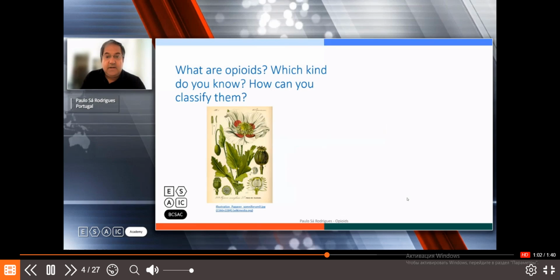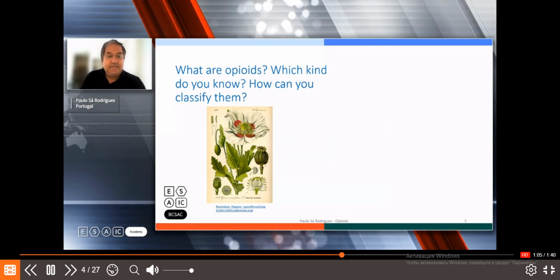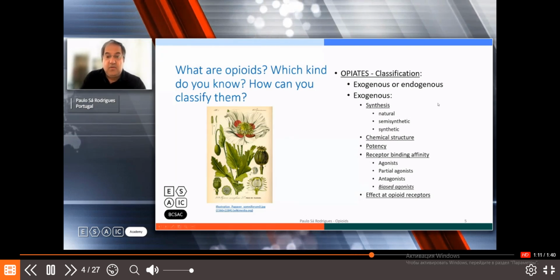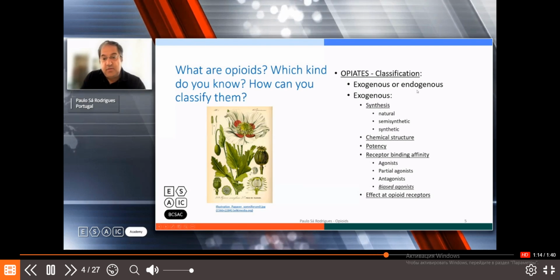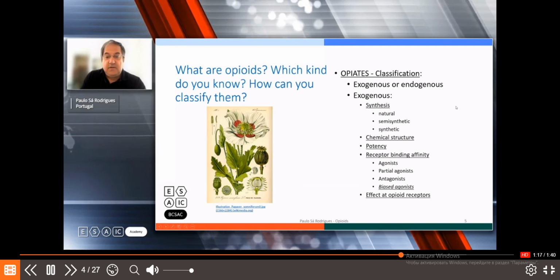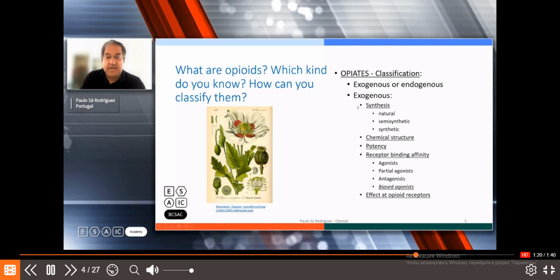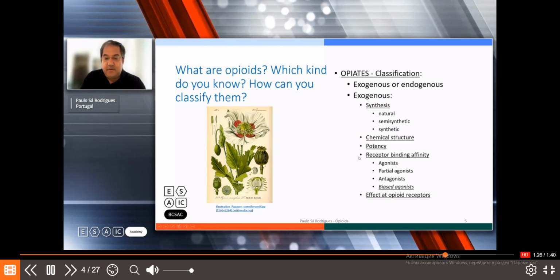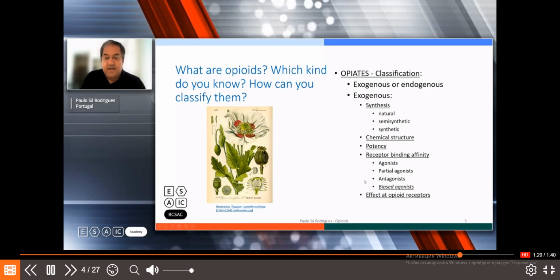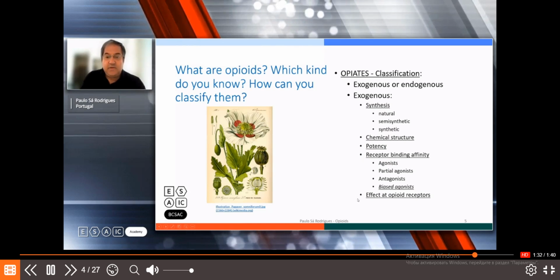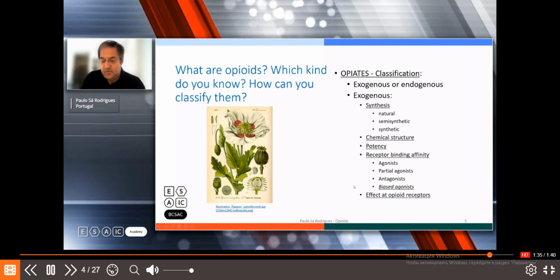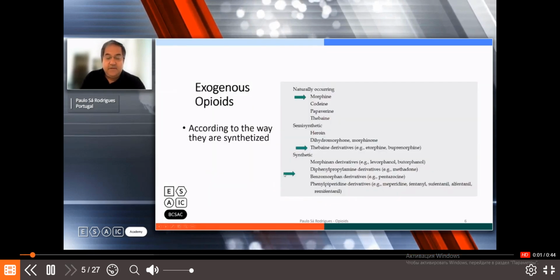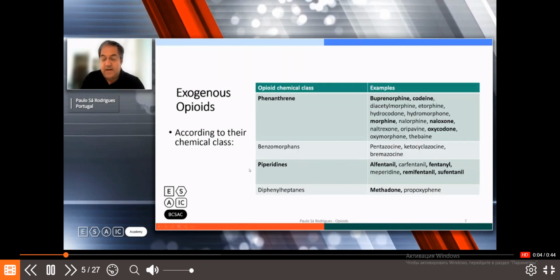And so these opioids may be classified in several ways. They may be classified as exogenous or endogenous opioids. And regarding the exogenous, they can be classified by the way they are synthesized, their chemical structure, the potency, the type of affinity for the receptors, and the effect at the opioid receptor. So there are several different ways of classifying opioids.